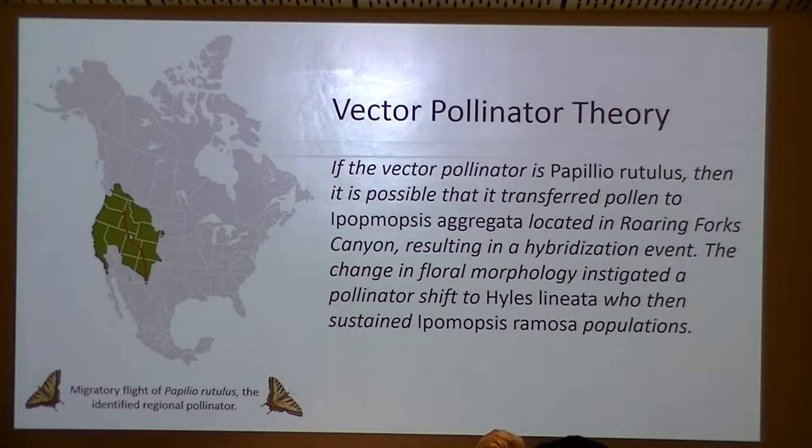The tiger swallowtail only visited the canyon very briefly, but the Hyles lineata was there for an extended period of time, much longer than the tiger swallowtail. So we're theorizing that if the vector pollinator, the western tiger swallowtail, initially brought the first pollen grain, then it's possible that it resulted in the hybridization event and that Hyles lineata sustained the population and continued its reproductive success.